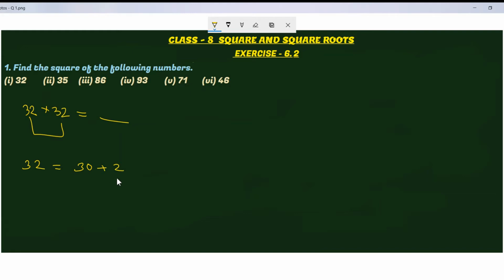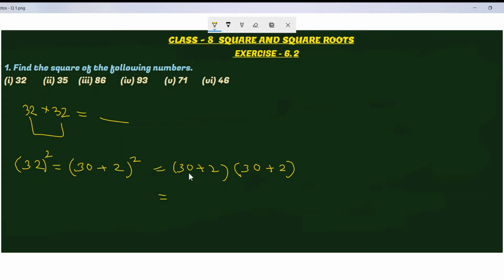So we need to find the square of this number, so you need to write square. Here also you need to write square. So 30 plus 2 the whole square means what? 30 plus 2 two times. 30 plus 2 into 30 plus 2. Got it? Already you have studied this in algebraic expressions. This is binomial multiplication. This is one binomial and this is one binomial.